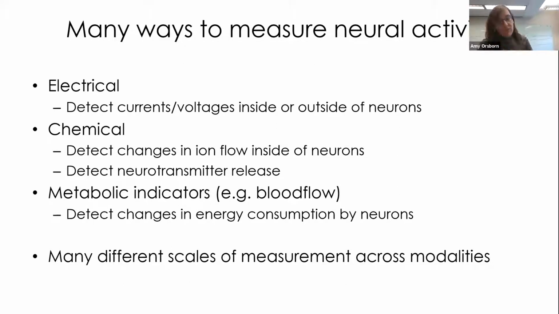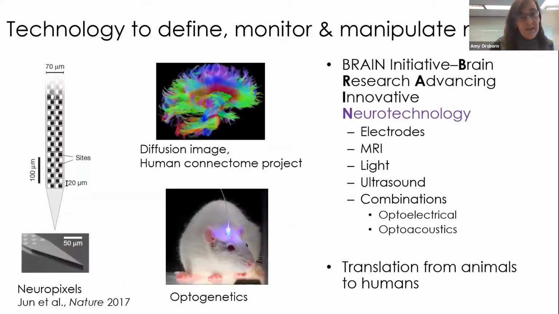One of the reasons that neuroscience is in an interesting position to start to benefit from artificial intelligence is that there's been a revolution in all of these different technologies to measure neural activity. A lot of this was driven by the BRAIN Initiative, which you might have heard of. It's a large initiative started by Barack Obama to really push developments in neurotechnology.